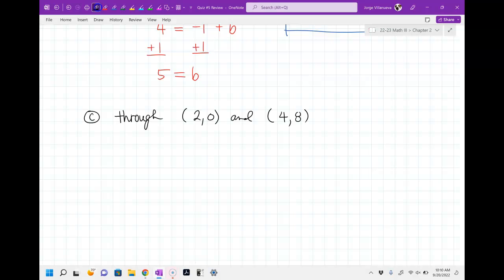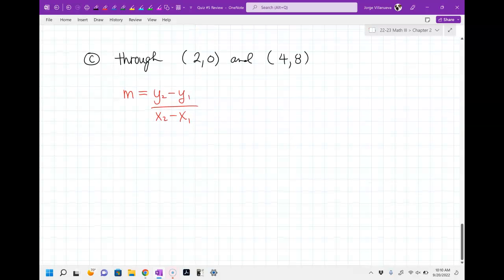All right, so if they give you 2 points, don't start with y equals mx plus b immediately, because you don't have m and you don't have b, okay? But you do have 2 points, which means you can use the slope formula. So I'm going to start with that first. M equals y2 minus y1 over x2 minus x1. Okay, I'm starting with that to begin.